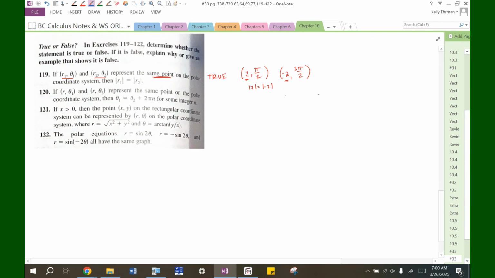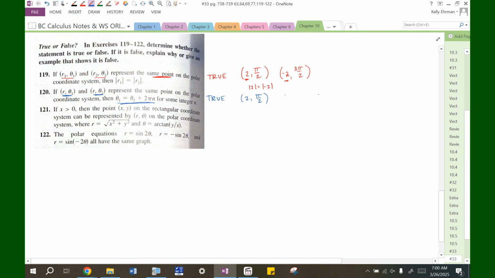Okay, next one. R theta 1 and R theta 2. So notice they don't have R1 and R2. That tells me this is the same R. They represent the same points on the polar coordinate system as long as theta 1 is equal to theta 2 plus 2 pi n for some integer n. This is true because if R is the same, so say you have 2, let's just do our 2, pi over 2 again. What's another way to get to that same point?